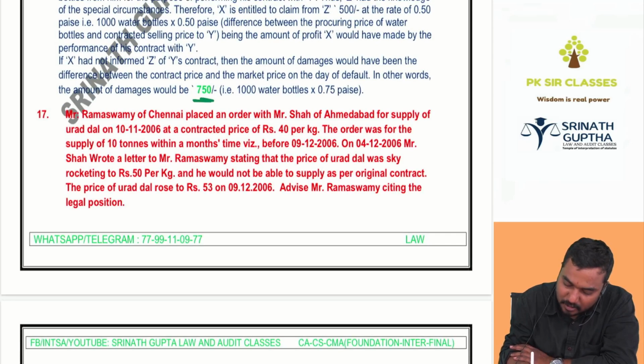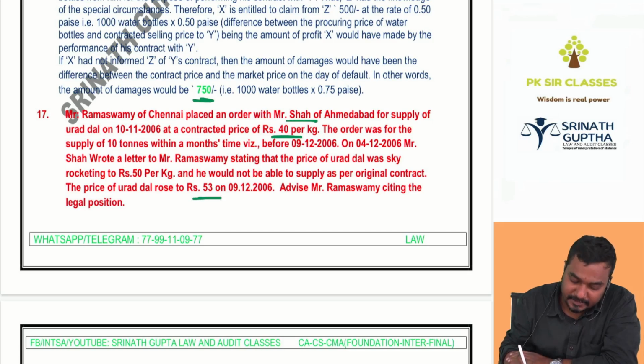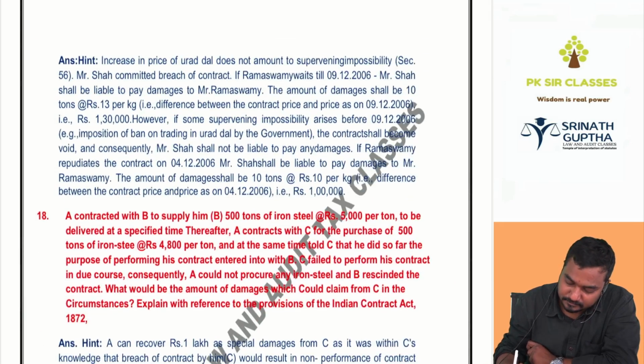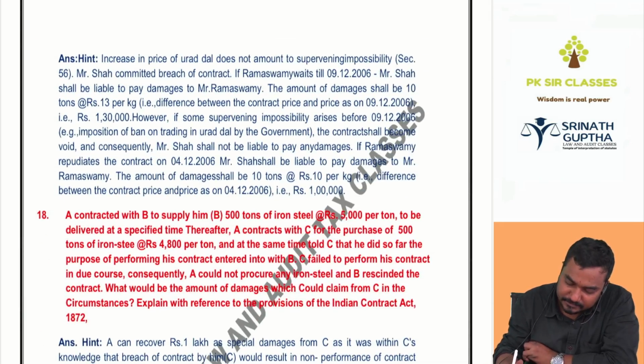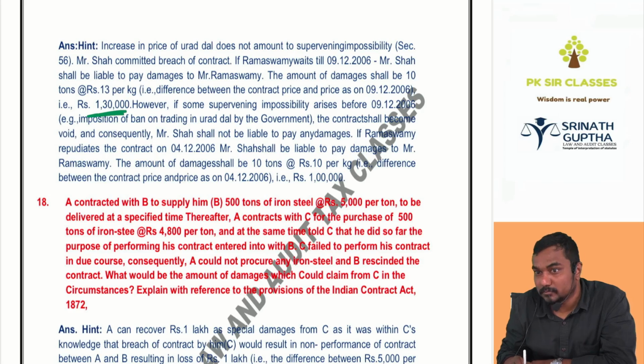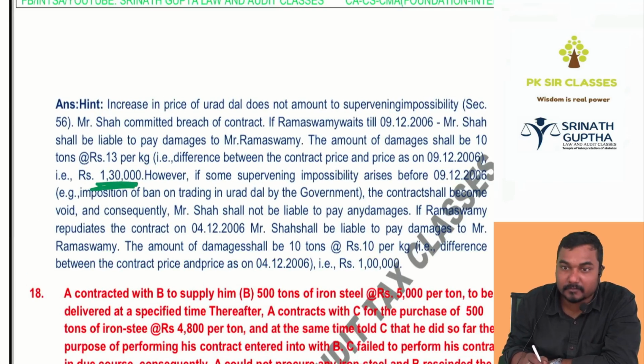Ramaswamy of Chennai placed an order with Shah of Ahmedabad for supply of urad dal per kg. Since we are not purchasing, we are taking from the outside market. At which price? So how much damage can you claim? 13 into 10 tons. Done, beta? A ton is equal to 100 kgs. Clear? Total how much? 1 lakh 30.